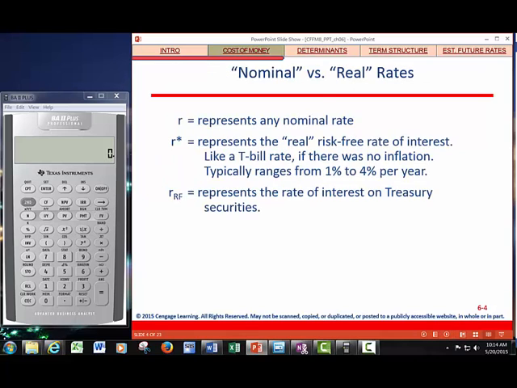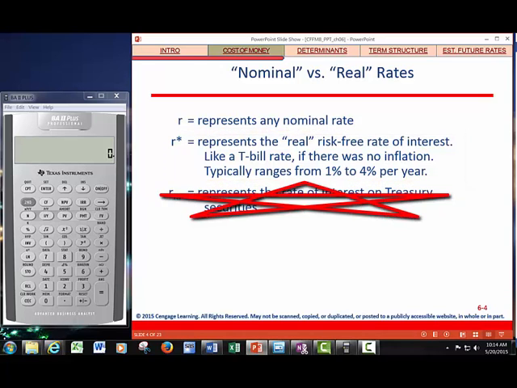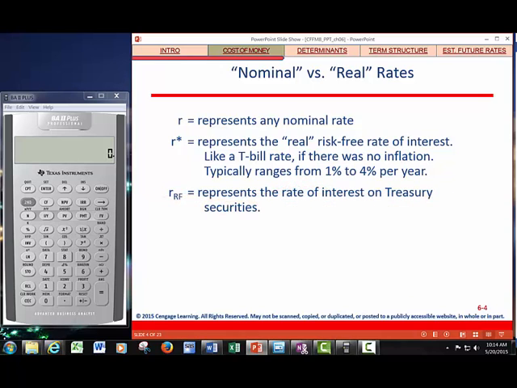Now let's look at two questions. What is the real risk-free rate of interest, R star, and the nominal risk-free rate, R sub RF? And then how are these two rates measured? So the real risk-free rate, otherwise known as R star, is the rate that would exist on a riskless security if no inflation were expected. It could be thought of as the rate of interest on short-term U.S. Treasury securities in an inflation-free world, which does not exist.